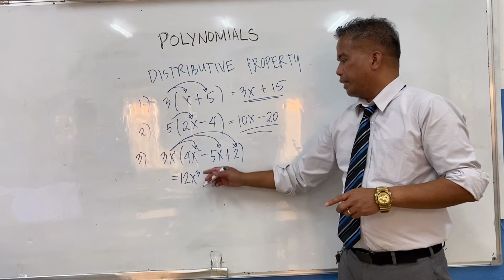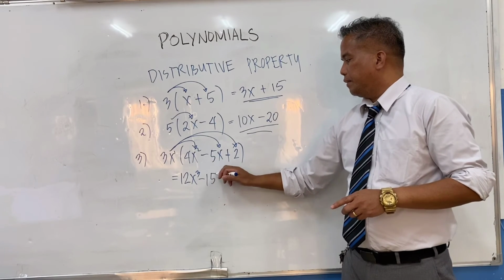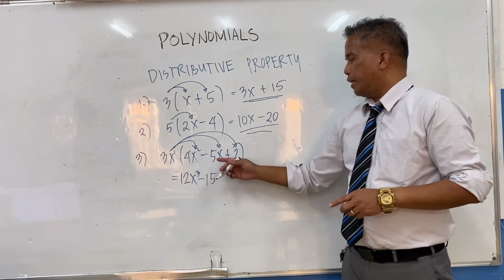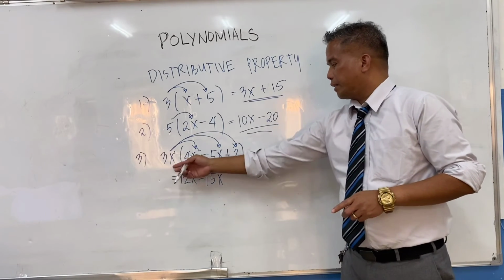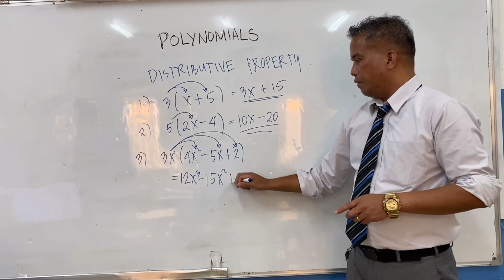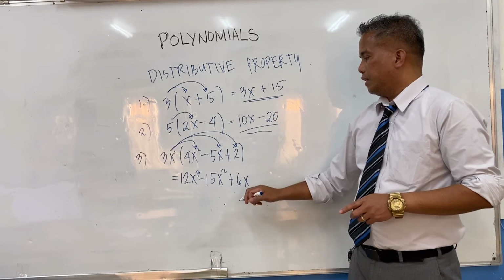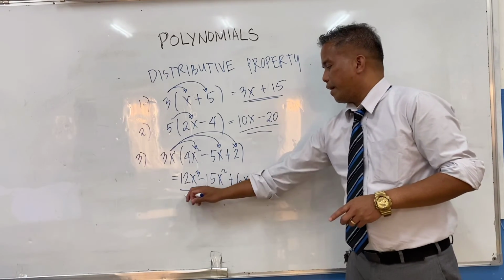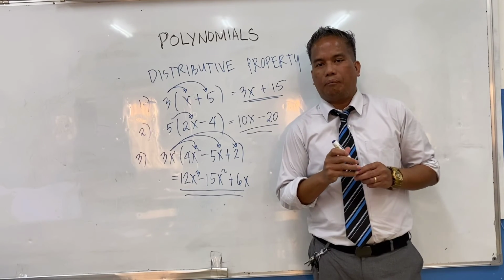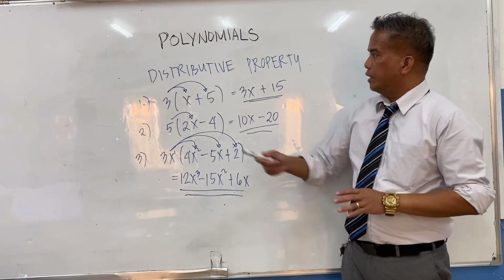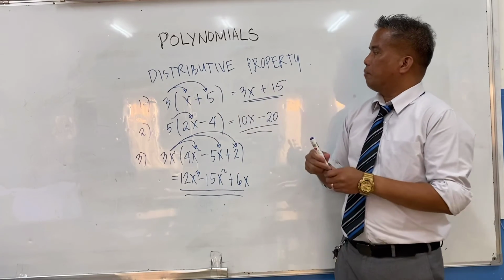Then 3 times negative 5, we have negative 15. Then x times x will become x squared. Then 3x times 2 is equal to 6x. So this is now the answer. This is an example of how we apply the distributive property of multiplication.